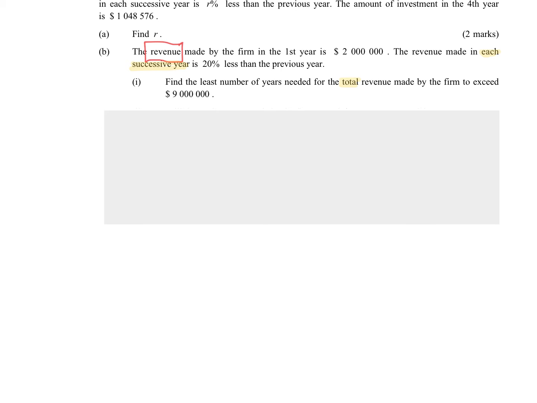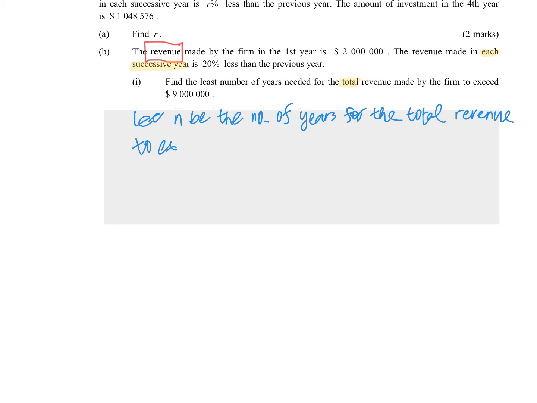Before we set up the inequality, first of all, let n be the number of years for the total revenue to exceed 9 million dollars.